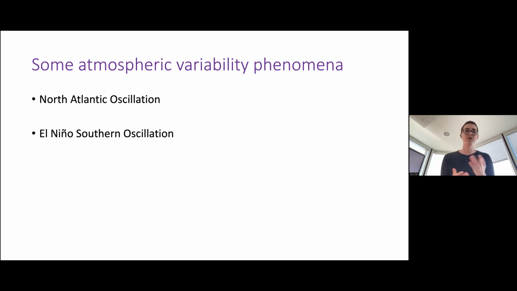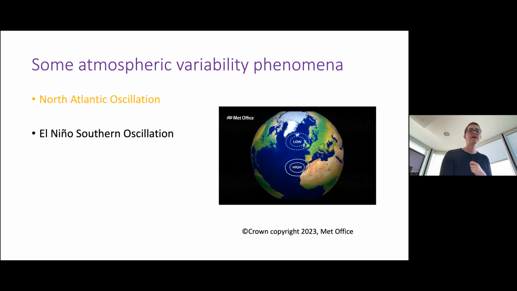Just to give you an idea of what this would be, I'm going to give an example of two of the main atmospheric variability phenomena that are studied. One is the North Atlantic Oscillation. Basically, one studies the pressure over two specific regions over the North Atlantic, depicted here.